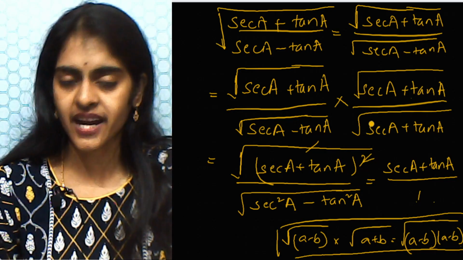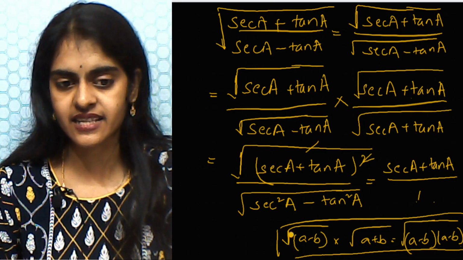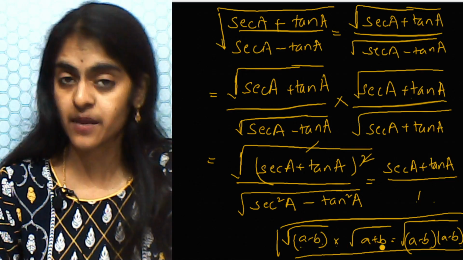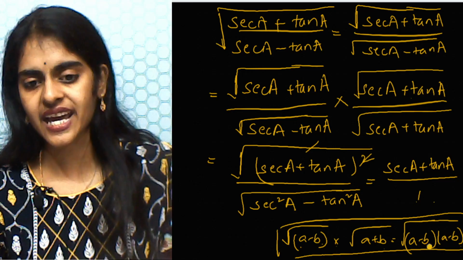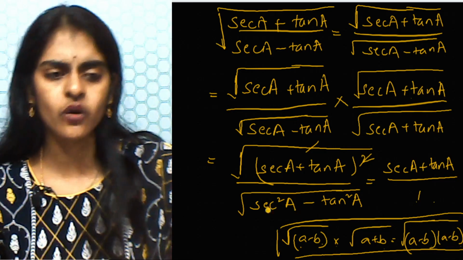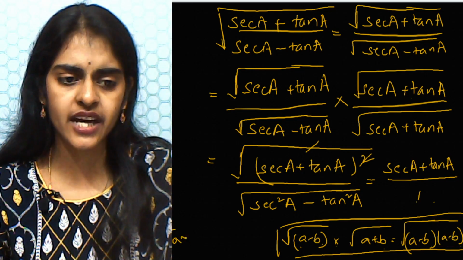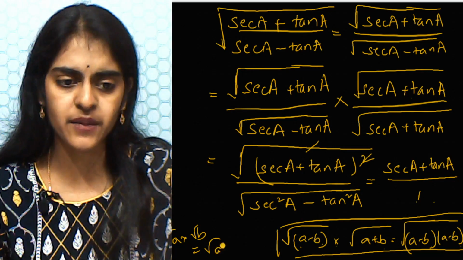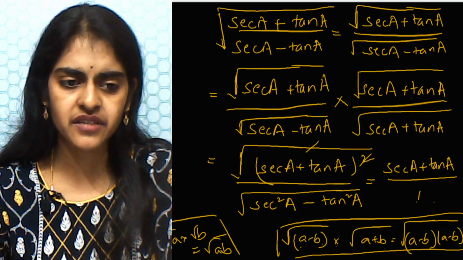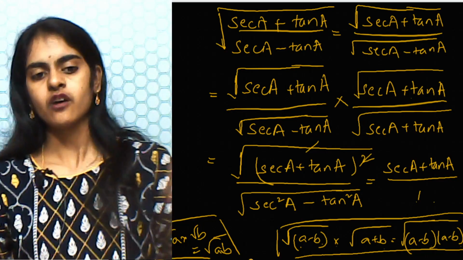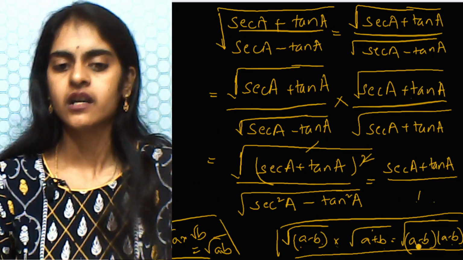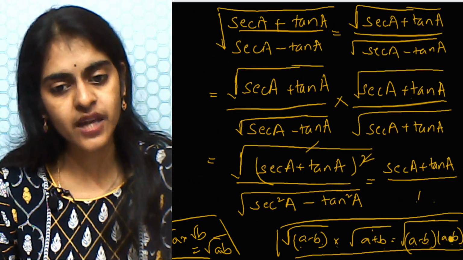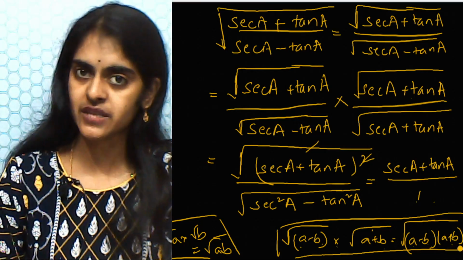Divided by, now using this, it is like under root A minus B into under root A plus B. The square root I can take as common, so it is root A minus B into A plus B. You have learned this. Root A into root B is nothing but root AB, isn't it? So all the previous concepts you will be applying here. Now again, A minus B into A plus B is nothing but A square minus B square.